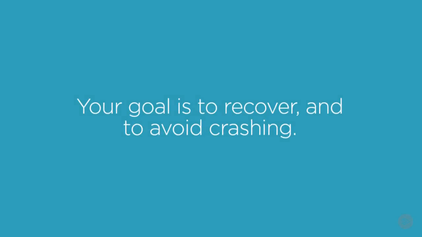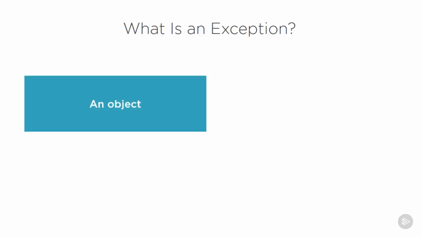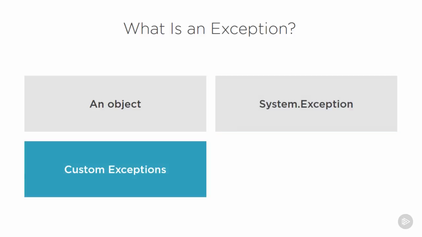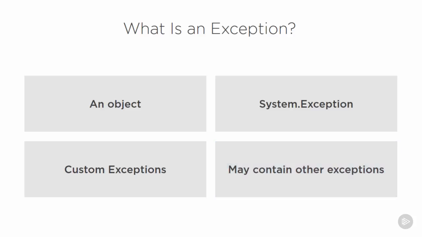Your goal as a programmer is to make sure that your code does not crash. And to do that, you must recover from these situations. Now, what is an exception? It turns out an exception is just an object like any other. The base of all exceptions is System.Exception. And from that, a number of system exceptions derive, and you can create your own custom exceptions. Exceptions can even contain within them other exceptions.